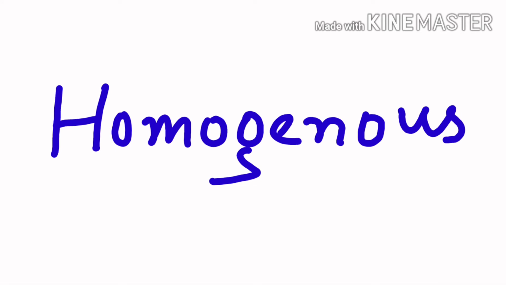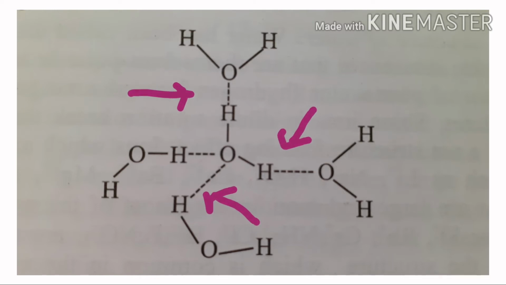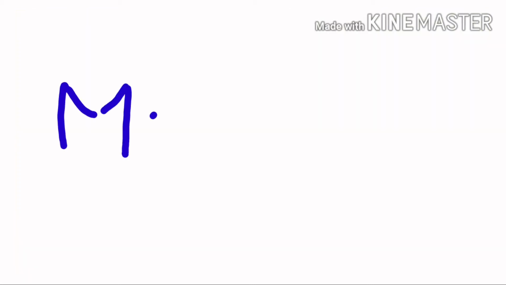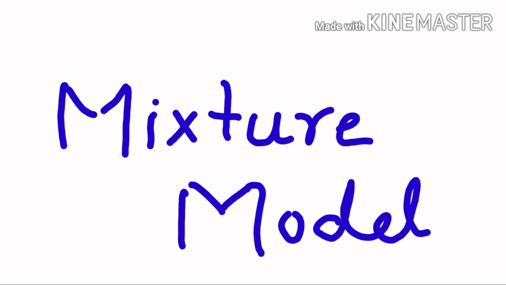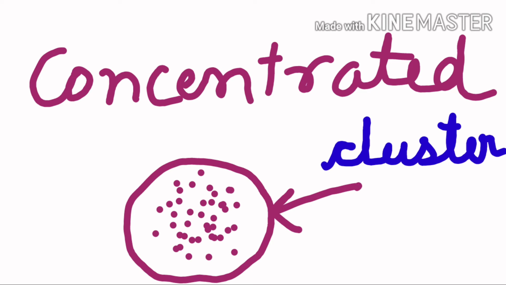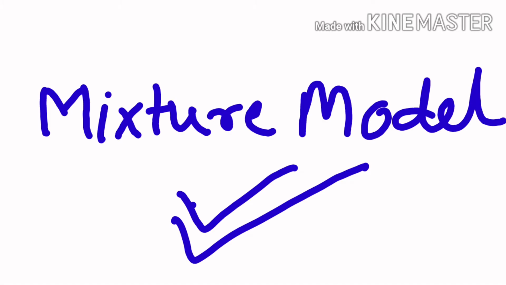Now coming on to the structure of the water molecule, there are basically two theories. One is the homogeneous theory and the other is the mixture model theory. Let's discuss them one by one. According to the homogeneous theory, the distribution of hydrogen bonds is uniform throughout the structure of water. Whereas according to the mixture model theory, the intermolecular hydrogen bonds are concentrated, that is, they exist in the form of clusters. Among these two theories, the mixture model theory is widely accepted.